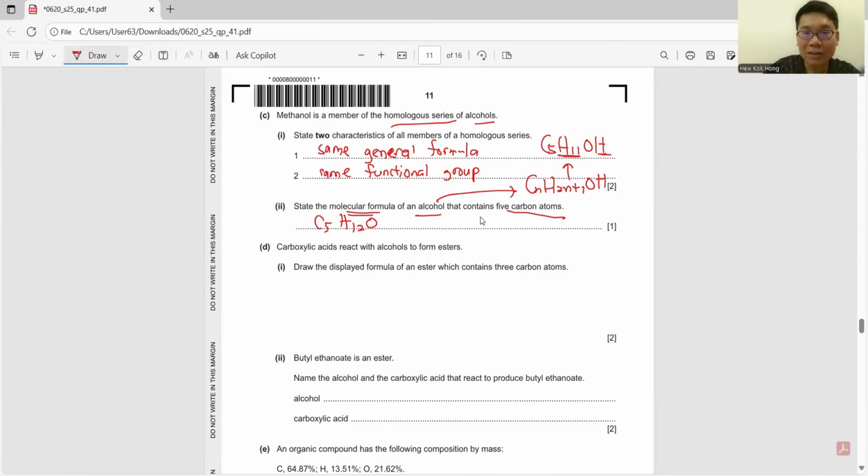D. Carboxylic acid reacts with alcohol to form ester. Draw the display formula of an ester which contains 3 carbon atoms. So it's up to you whether you want to use the 2 carbon carboxylic acid and 1 carbon alcohol, or reversely.